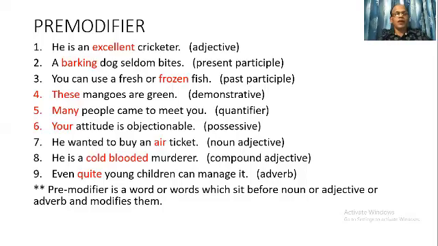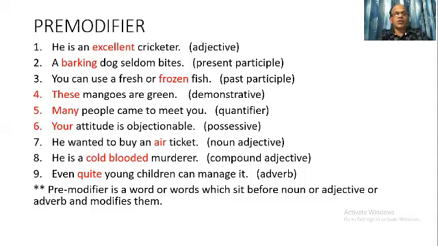Number four, these mangoes are green. Look at the word these. It indicates the noun mangoes. These mangoes, we demonstrate the mangoes here. It's a demonstrative adjective. Number five, many people came to meet you. Many refers to number, so we call it a quantifier, an adjective, a quantifier. Number six, your attitude is objectionable. Your is a possessive adjective.